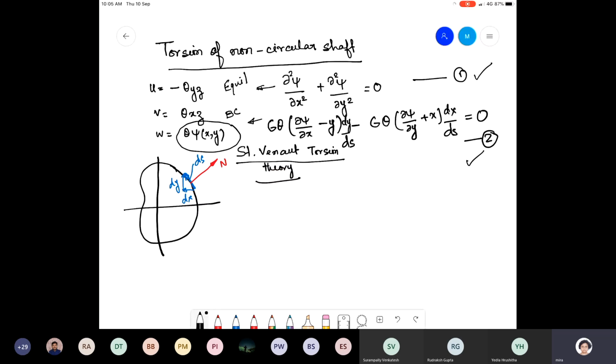To circumvent this, a trick is adopted, which is called the Prandtl stress function. I guess you all have studied stress function in the last course. So what we are going to do is adopt something called a Prandtl stress function, for easier solution of the torsion problem.